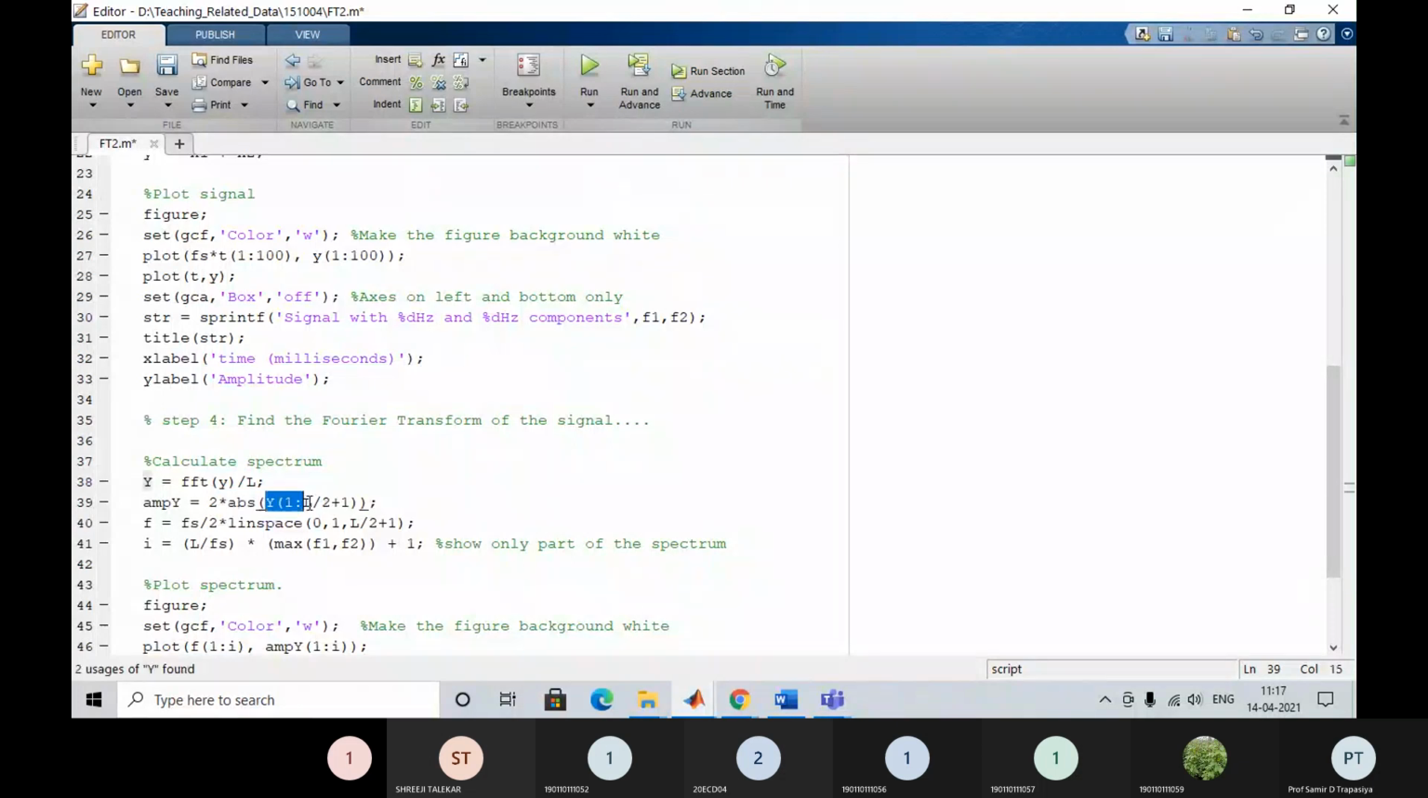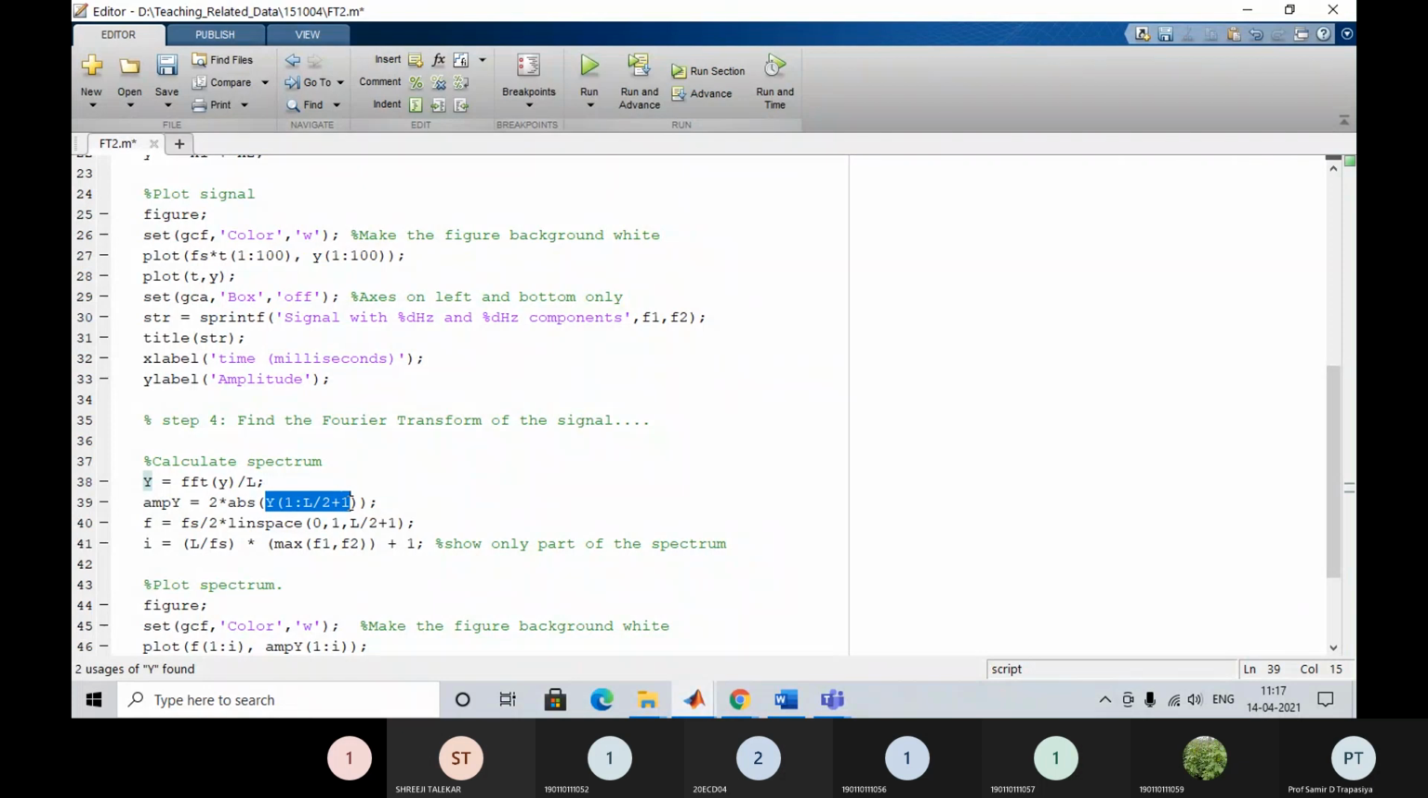So we will consider 1 to L by 2 plus 1. The plus 1 is added because 0 is considered, right? There is an extra point to accommodate the 0. Otherwise, we are considering only the portion from 0 to fs by 2. From minus fs by 2 to 0, that part we are not going to consider.